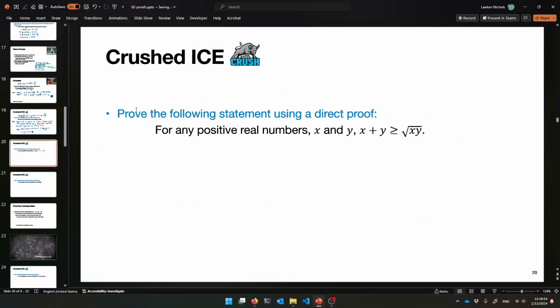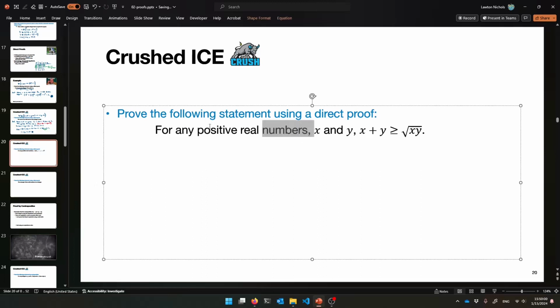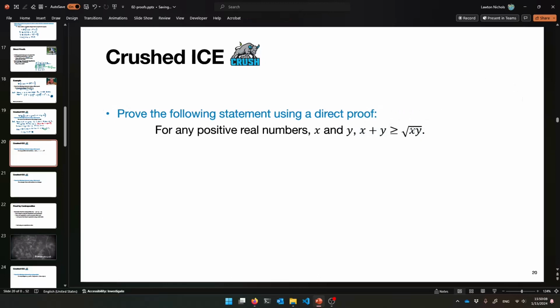All right. You try this one now. Another one. Prove the following statement using a direct proof. Prove it the same way again. For any positive real numbers, call them x and y, x plus y is greater than or equal to the square root of x times y. So prove that. Convert it to math.